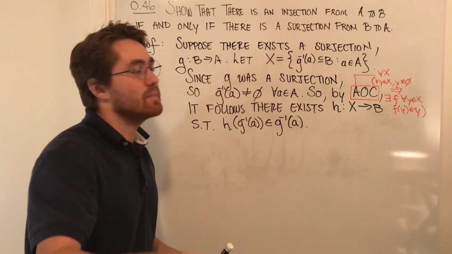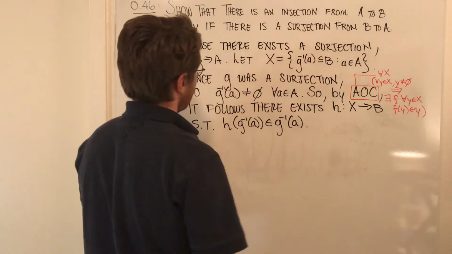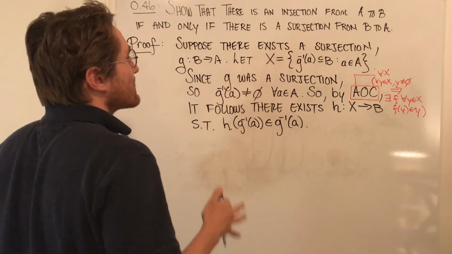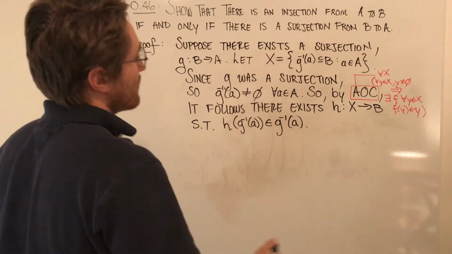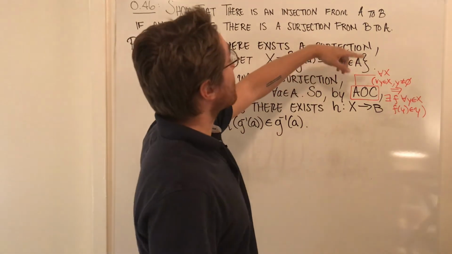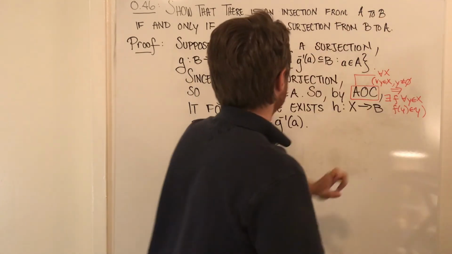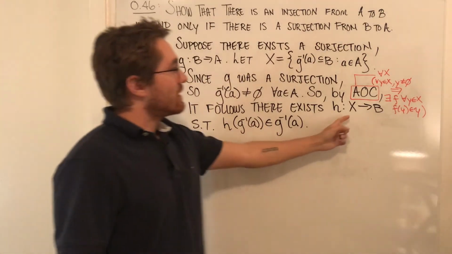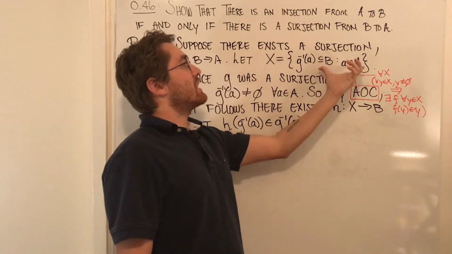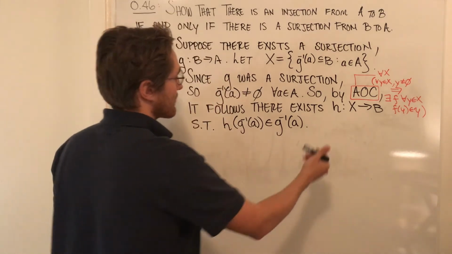Which, remember, are just elements of B. It's a set of elements of B. Okay, now this doesn't quite work, though. You might be thinking, oh, now we found our injection. Not quite, because they're pretty explicit here about saying that it has to go from A to B, and that's not the case here. My choice function is going from a collection of sets, which is not A. But that can be easily fixed.